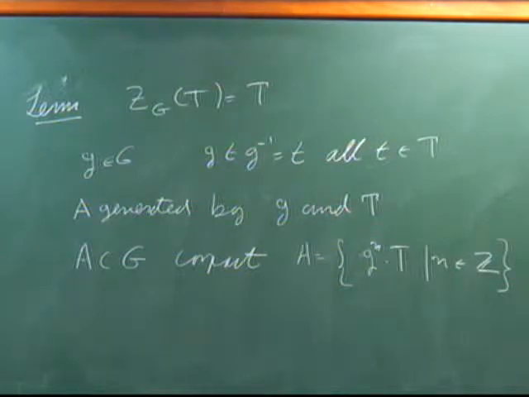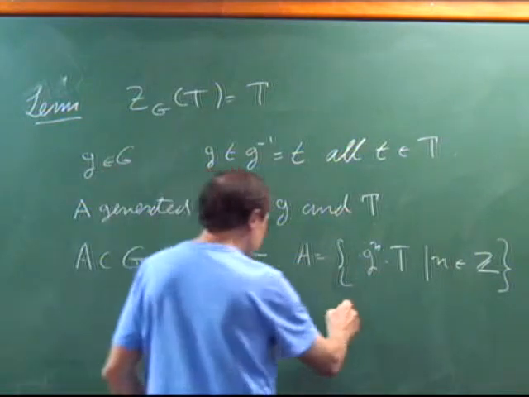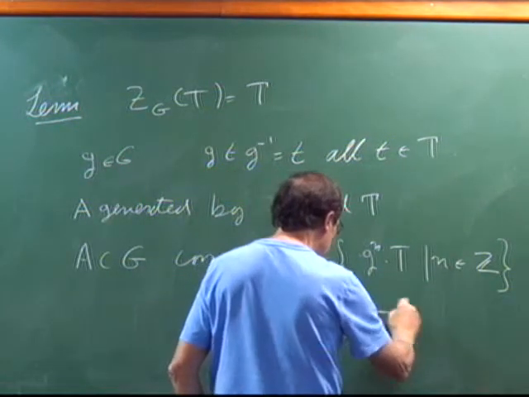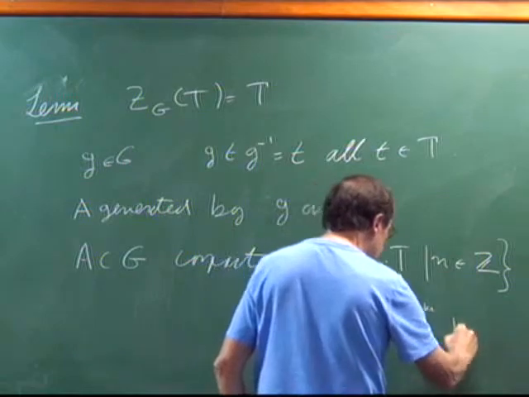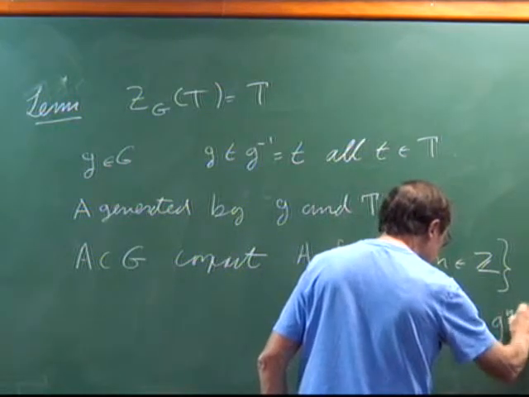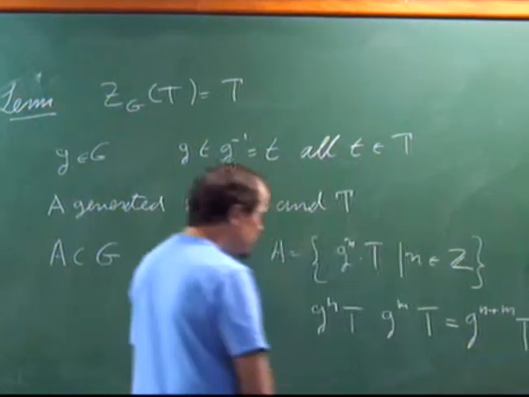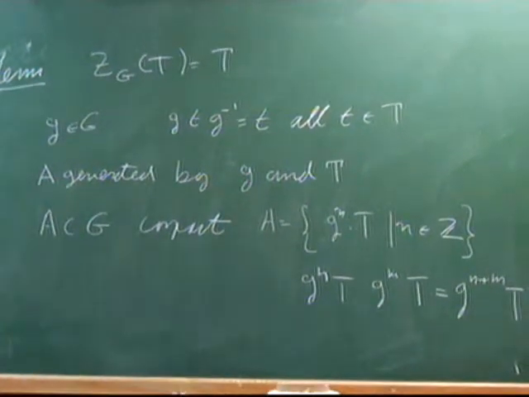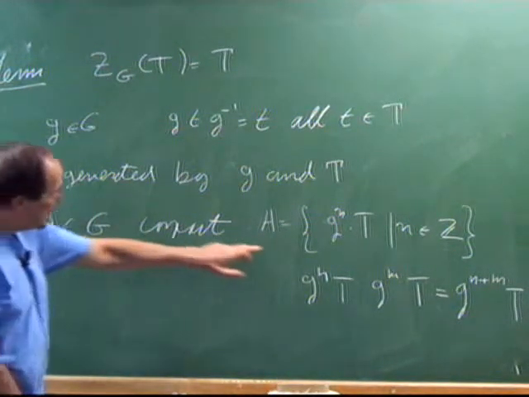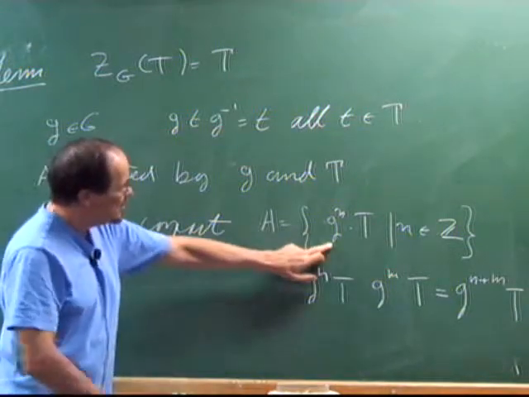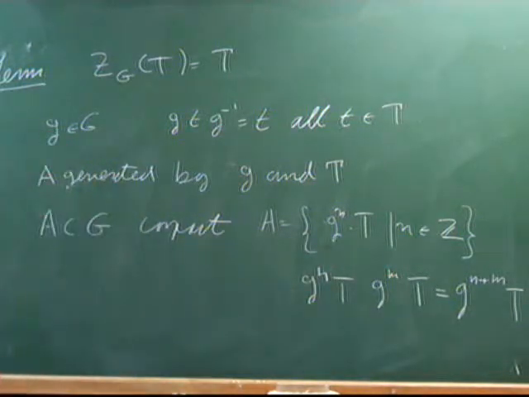Well, is it closed? It's certainly a subgroup, right? If I take something of this form, G to the n t and G to the m t, they commute, so it's G to the n plus m, t. Because this is what I'm saying here, right? So generated by, in this particular case, because they all commute, it's just elements of this form, right?